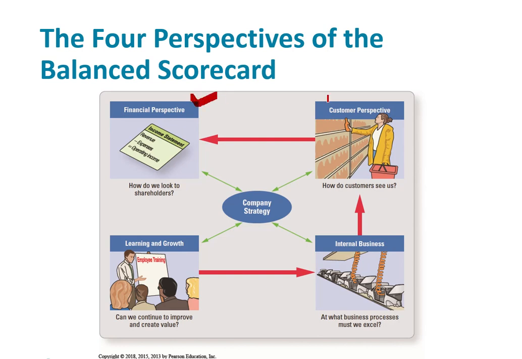Here's the financial perspective, which we've looked at all along. The customer perspective, this is new, very important. How do the customers see us? The internal operations of the business, in other words, the efficiency of the business process itself. And then here's another new one, the learning and growth. In other words, do we continue to improve and create value? In other words, employee training. Are we continuously making our employees better at their jobs?